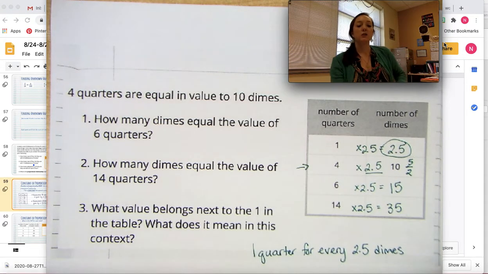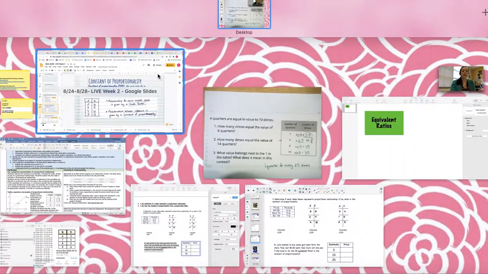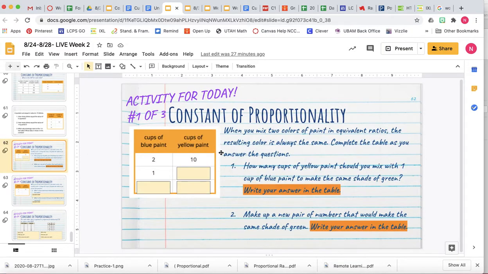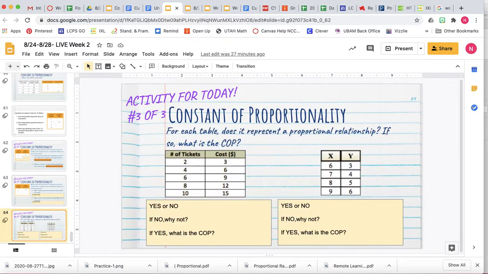All right? So your practice for today, friends, is to make sure that you understand the constant of proportionality, read the questions and answer them. And then for the last question, it wants to know, is this a proportional relationship? And if it is, that would mean that the scale factor or constant of proportionality is the same number between each column. If it is, I want you to tell me what the constant of proportionality is. If it is not, I want you to tell me why it's not, or show me why it is not.